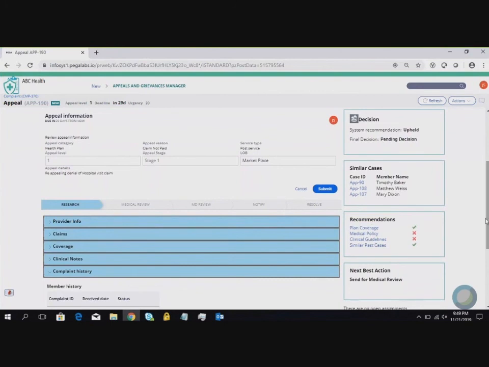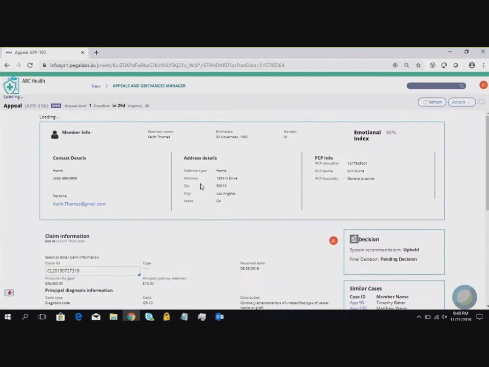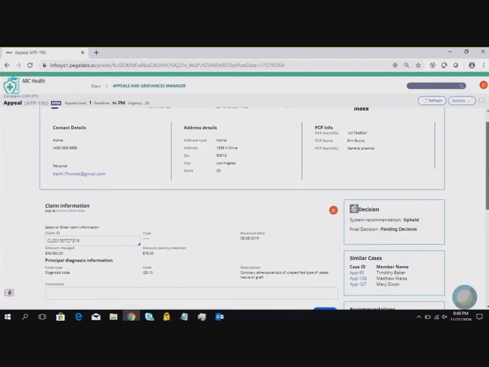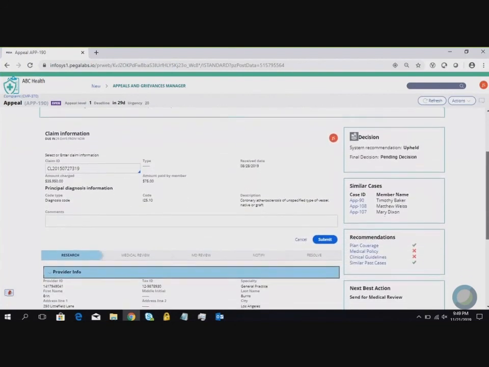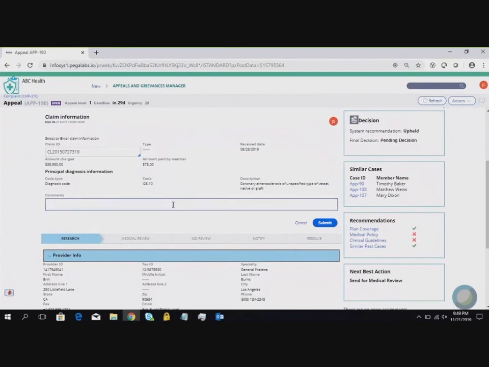So John is able to view all of this, make his judgment, do his research accordingly, and now he will submit the appeal for the medical reviewer, who's Clara. Clara is the medical reviewer, to send her to do the research and get her decision from her in terms of whether to overturn the appeal or uphold.